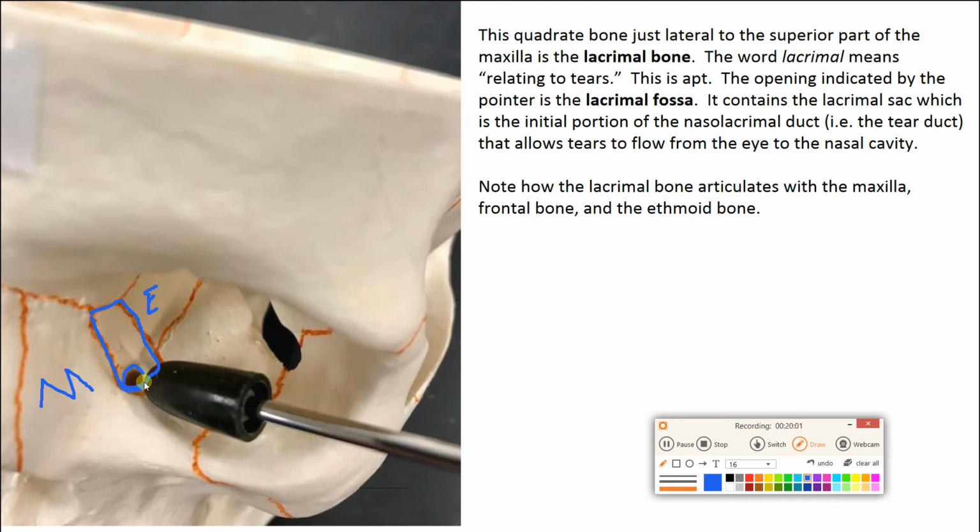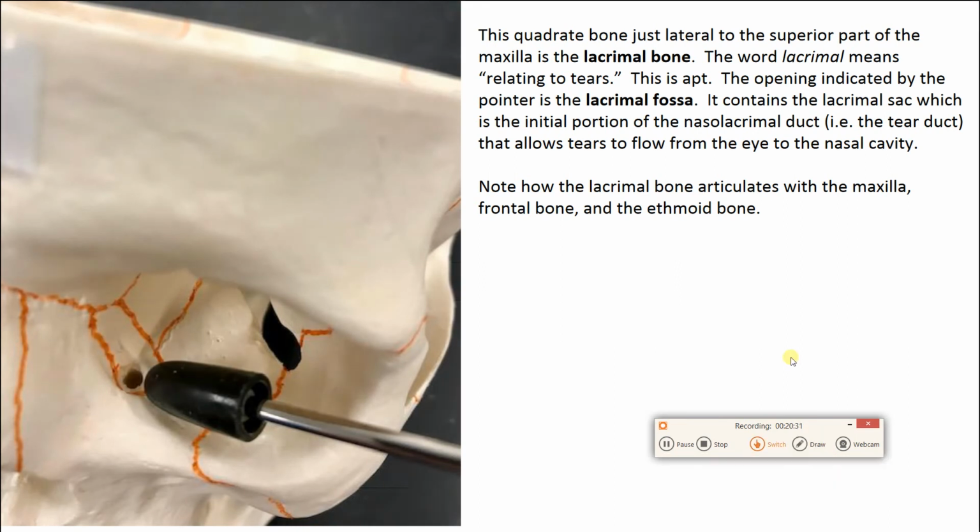There's a passageway called the lacrimal fossa. There's a structure in there called the lacrimal sac, which is basically like the first place tears are going to flow. They're going to go down this nasolacrimal duct to drain into the nasal cavity. So, nice little rectangular lacrimal bone. We see it just behind the maxillary, just below the frontal, and just in front of the ethmoid. So hey, like I said, that one was quick too.